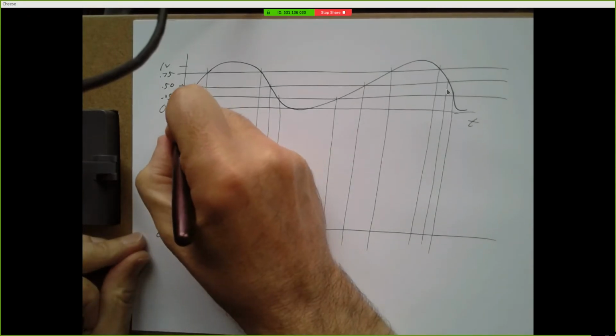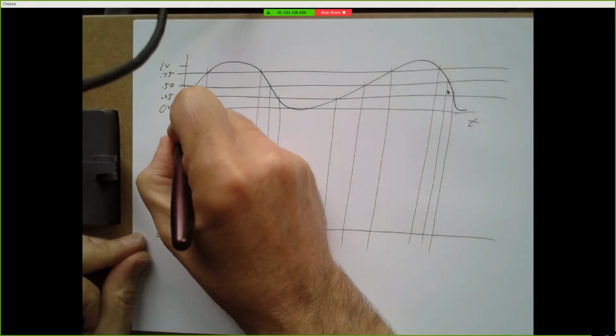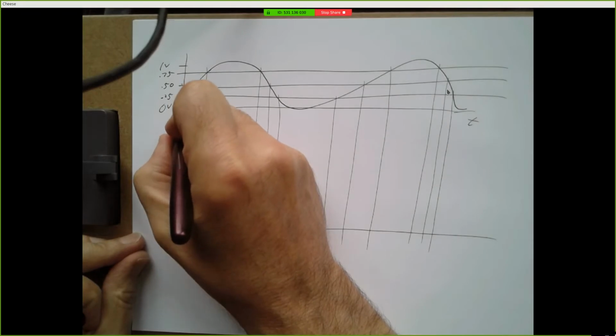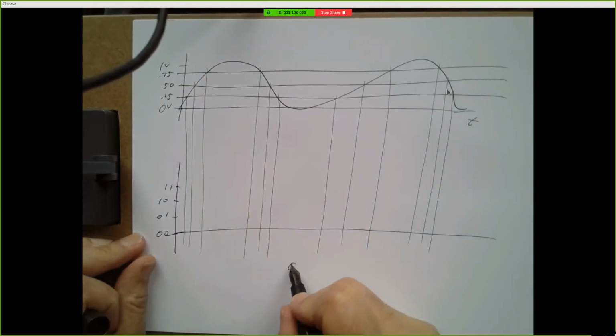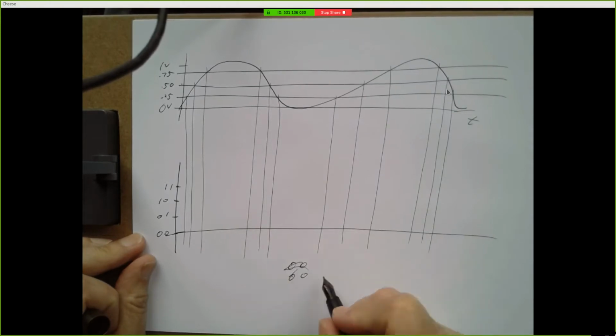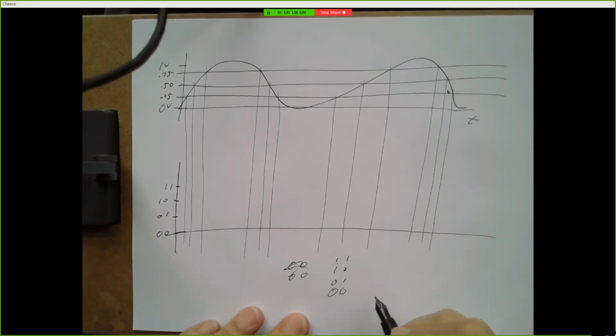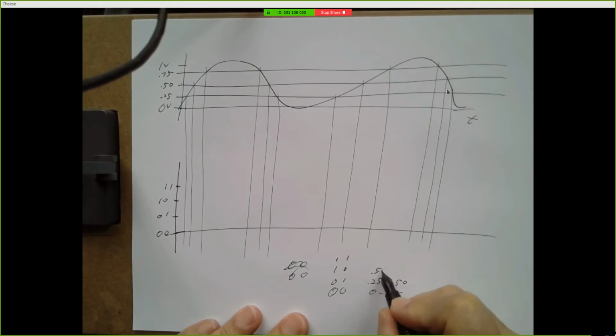So all the values between this point in time and this point in time are voltage levels between 0 and 0.25. I'm going to call that a 0, 0. I'm going to call this 0 to 0.25. This is going to be 0.25 to 0.5. This is going to be 0.5 to 0.75. This is going to be 0.75 to 1.